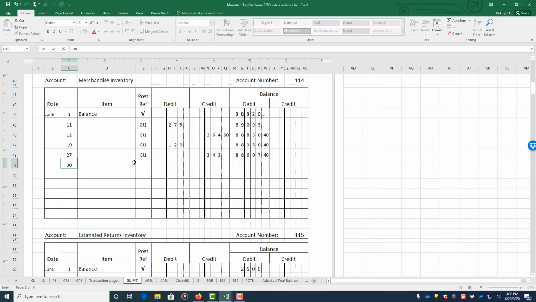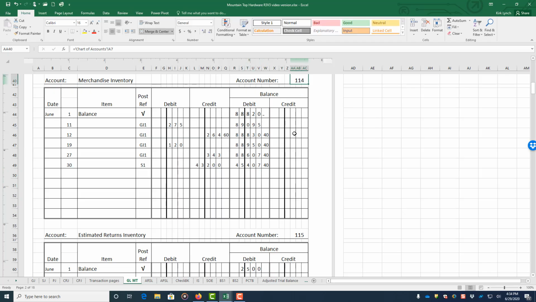And now we're going to post on the 30th from our sales journal on page 1 a credit of $43,200. And now we have to update our balance. We had a debit balance. We did a credit entry. That means subtract. And so once we take $88,607.40 and we subtract $43,200, our new balance should be $45,407.40.